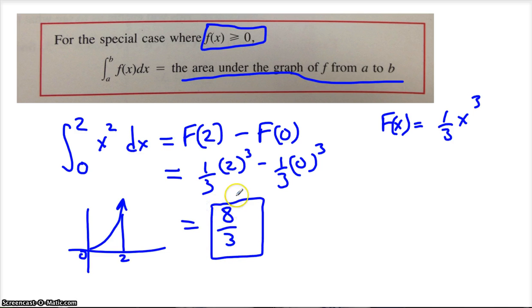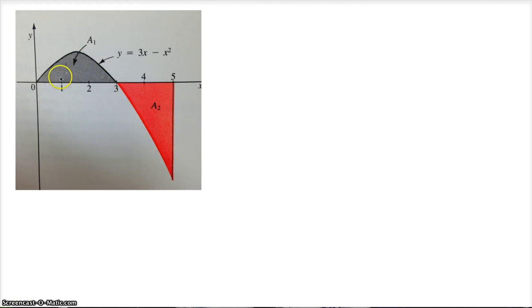Okay, so this is in the special case where f of x is completely above the x-axis from 0 to 2, for example. But f of x can be any curve, and it can go below the axis. So we're going to look at that now. The area under the graph is not necessarily the interpretation of this all the time, because f of x can be below the axis at times. So here's an example where f of x starts off above the x-axis, but then goes below the axis from 3 to 5.